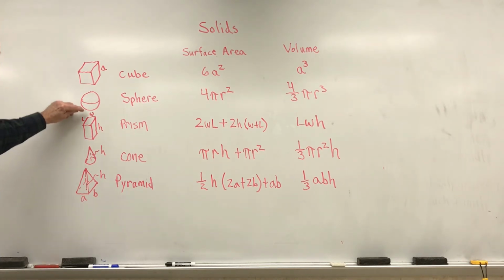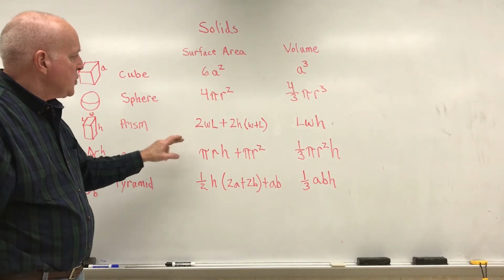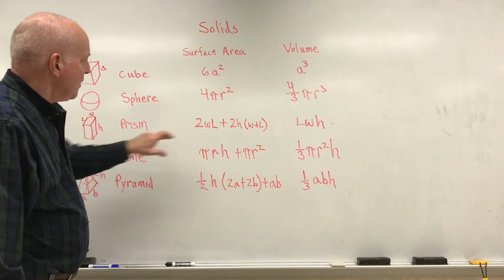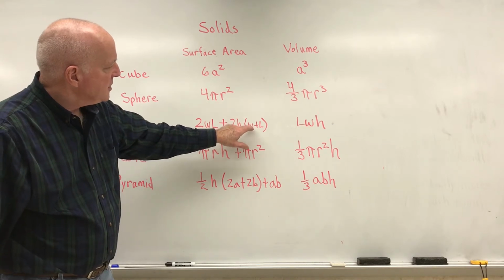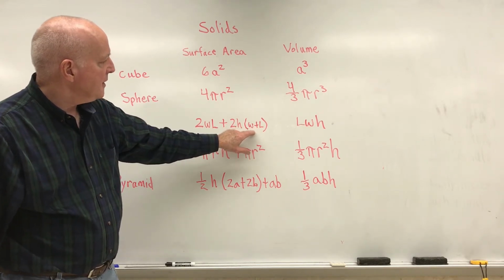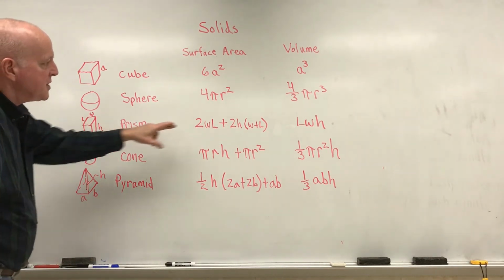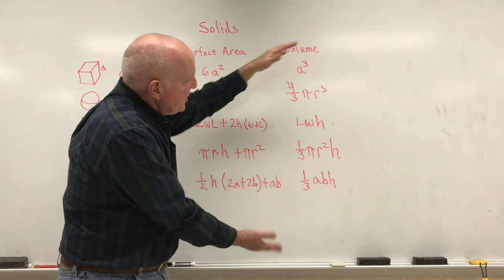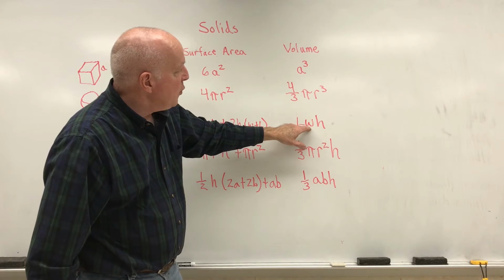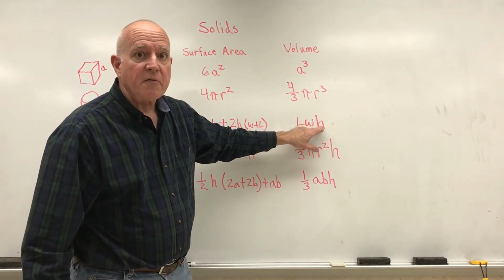A prism is a rectangle that's stretched out to make it long. So we've got the rectangle length and width and height. So the surface area is going to be 2 times the length times the width, plus 2 times the height times the width plus the length. So we've got the base and top, and then we have the 4 sides that we're accounting for. And we just took that rectangle and stretched it out. So the length times the width is the area of the base of the prism, times the height gives us the volume of the prism.